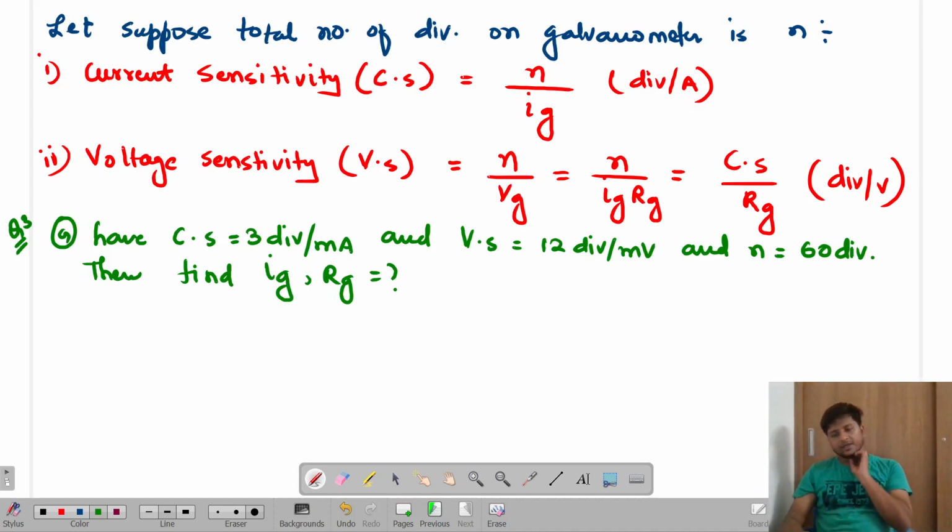How much is the current and resistance? 0.25 ohms. Correct. One minute.